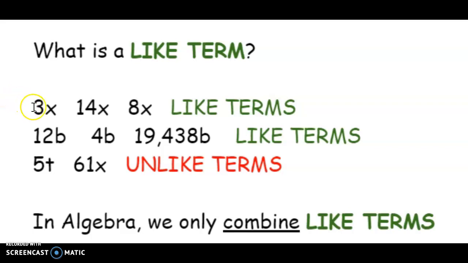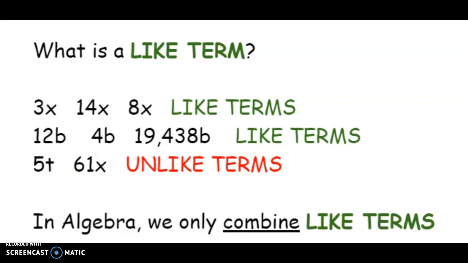Here are some examples of like terms. 3x, 14x, 8x. Those are like terms. Here are some more like terms. 12b, 4b, 19,438b. Those are like terms. Now, here are some unlike terms. 5t, 61x. Those are unlike terms. Can you guess why those are unlike terms?